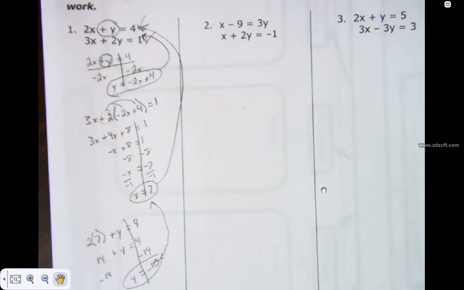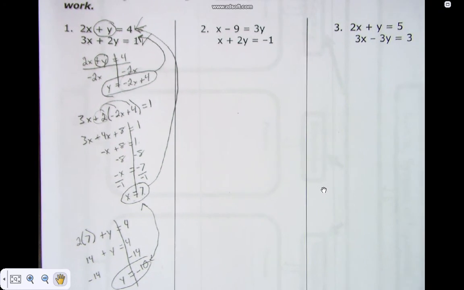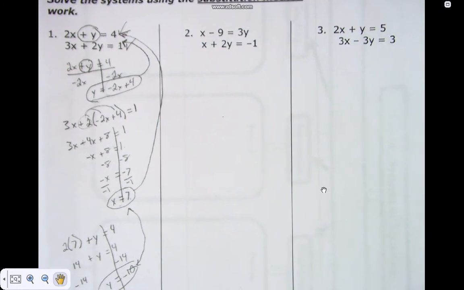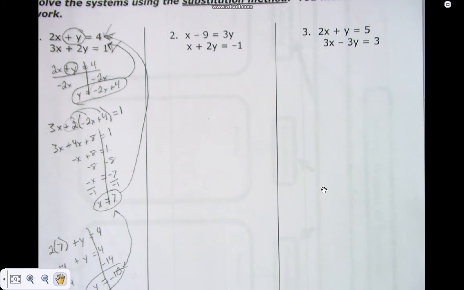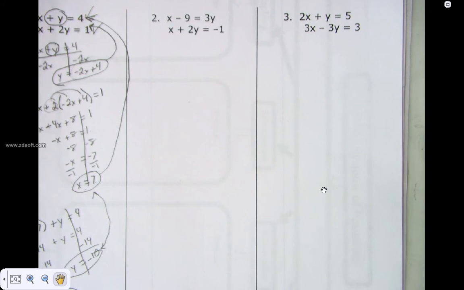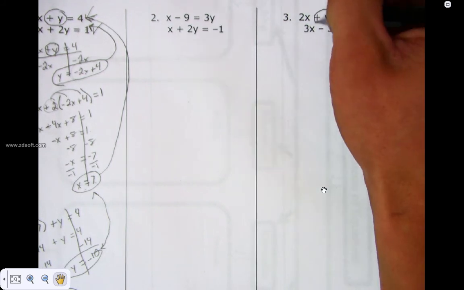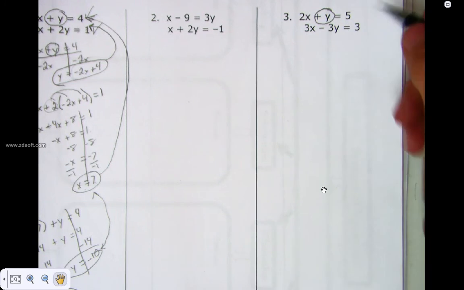Alright, so I'm running out of time. I'm going to go ahead and work, let's see, which one looks harder? I'm going to work number 3 because it looks a little bit harder to me. So again, I look at number 3 and I say, alright, which variable is going to be easiest to solve for? I think that's this variable right here. Positive y. It's already positive, it's already by itself. It doesn't get easier than that.